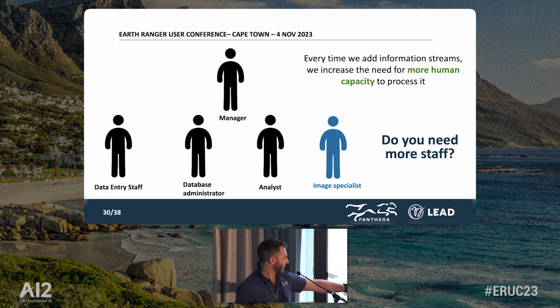This little diagram here, for instance, indicates that a lot of the roles that maybe would be done by one person, perhaps should be split up amongst three here. And this blue fellow here, the image specialist, that was one role that was developed in one of our protected areas to deal with the volume of information coming in from the cameras and the patrol stops.